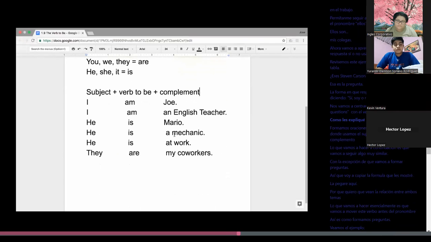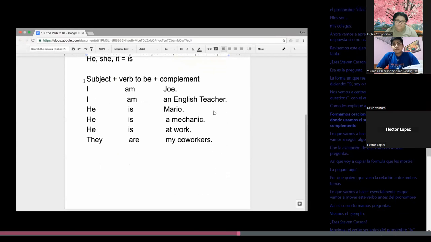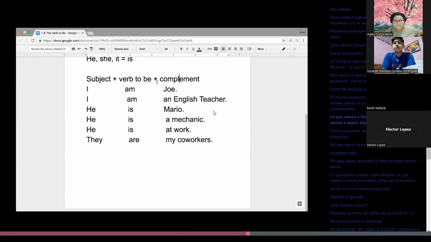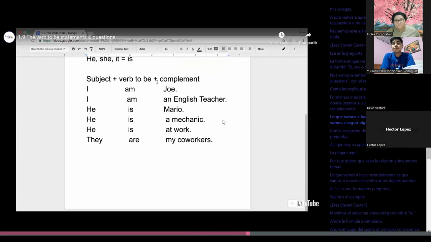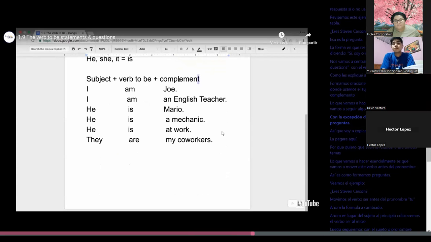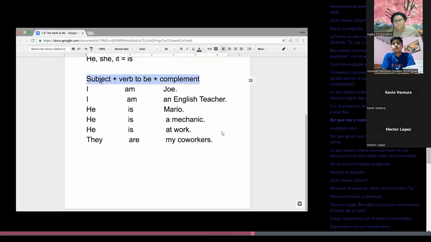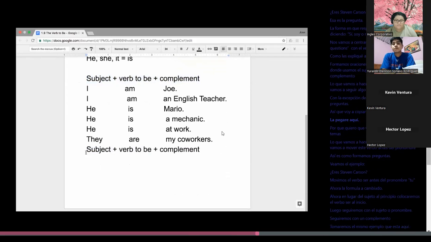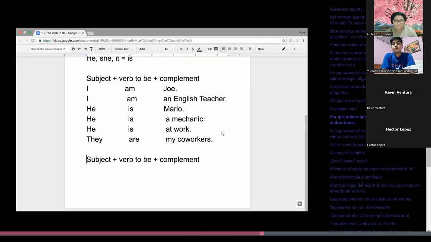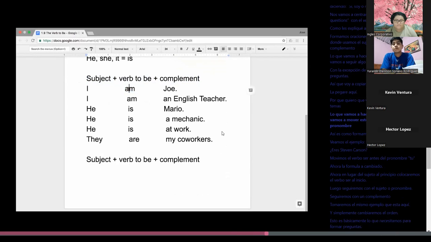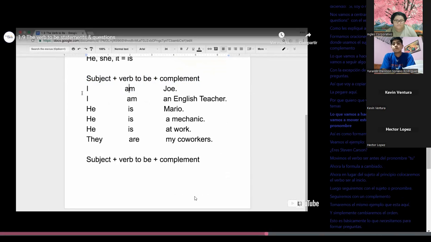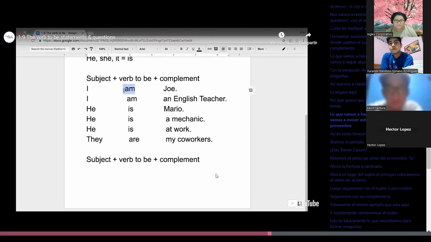As I explained previously, I'll show you how to form statements using the verb to be, where we use the subject, the verb to be, and the complement. What we're going to do next is follow something very similar, with the exception that we're going to form questions. So I'm going to copy this formula that I showed you, and paste it here, because I want you to see the relation between the two. What we're going to do essentially is move this verb to be before the pronoun, okay? So we're going to move this verb to be.